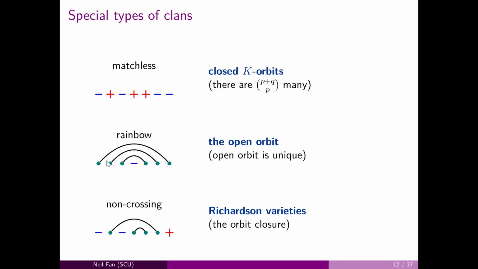A rainbow is constructed as follows. We just connect the first node with the last node, the second node with the second last node, the third node with the third last node, etc. And the remaining unmatched nodes in the middle all have the same sign. That is a rainbow. Another special type of clam is the non-crossing clam, where the arcs do not cross each other. This indicates the orbit closures are Richardson varieties.